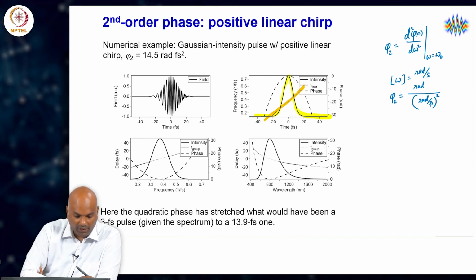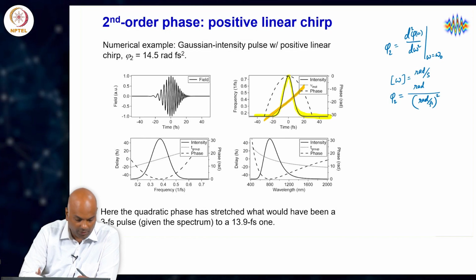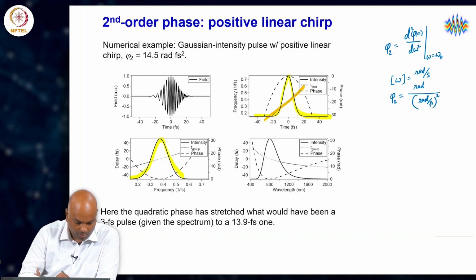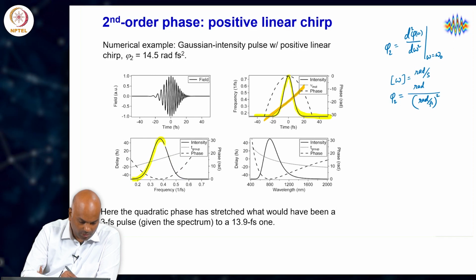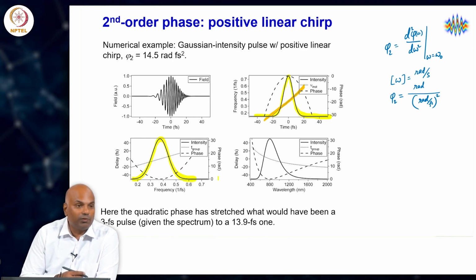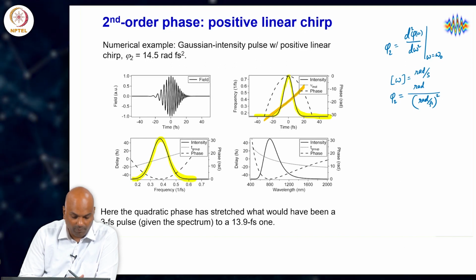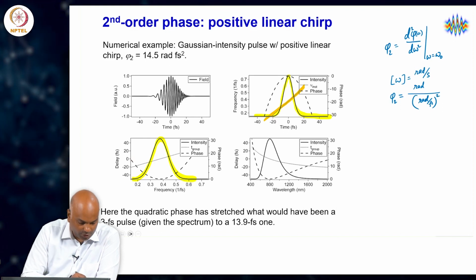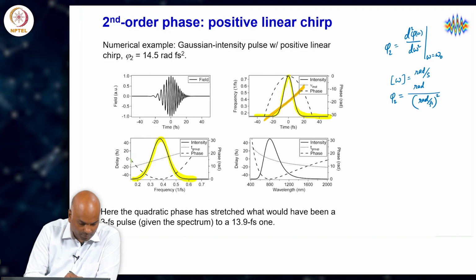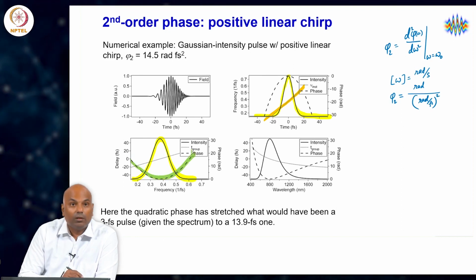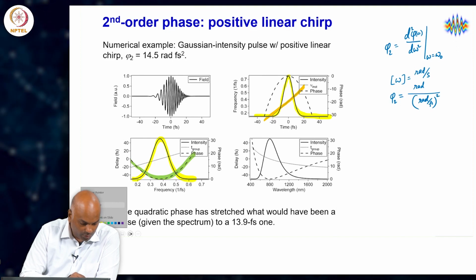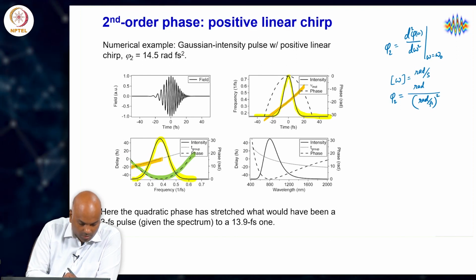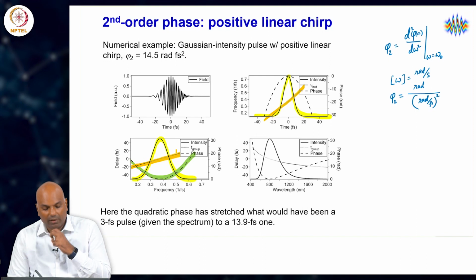Now, in the spectral domain, we have two quantities, we have the spectral amplitude which remains Gaussian. The Fourier transform of a Gaussian function is also Gaussian, whereas the phase function has in this case a parabolic shape, right, and the group delay is again linear in its variation.